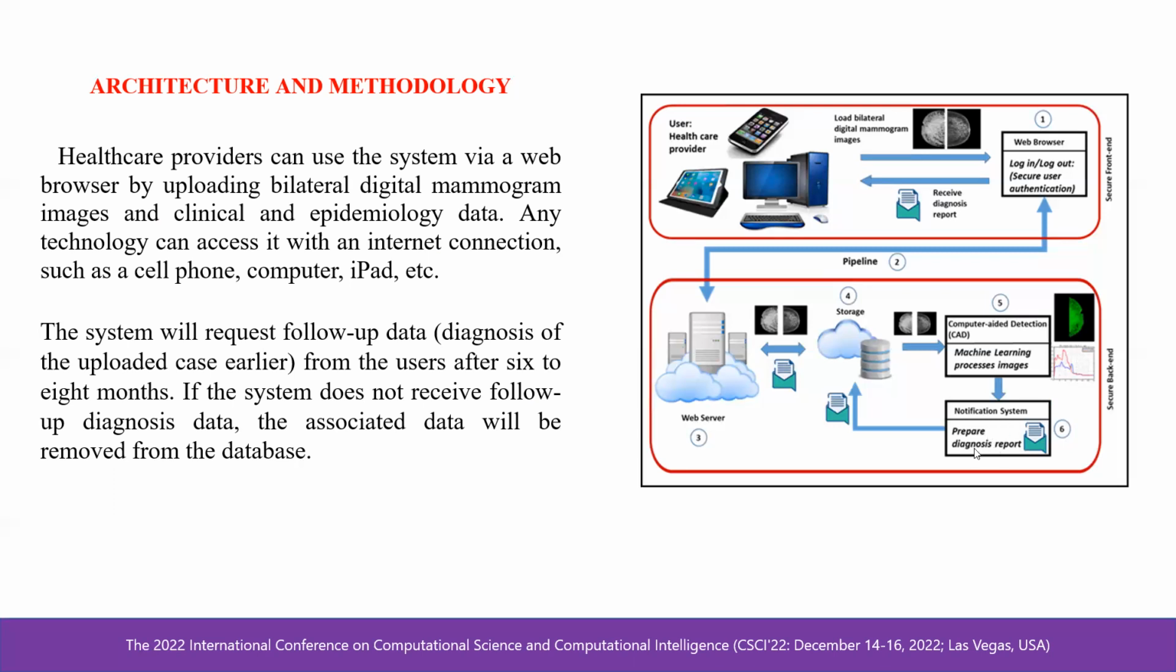In the notification system and in this diagnosis report, there will be two possibilities. One, definitely or almost definitely IBC, if the system performance metrics are equal to or greater than 75%. The second possibility is that the case needs further investigation, if the system performance metrics are below 75%.